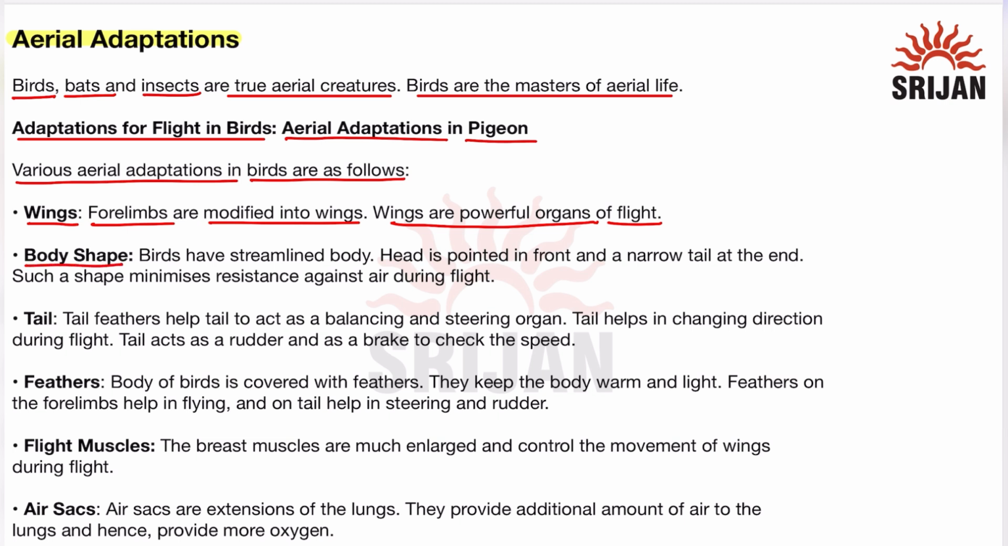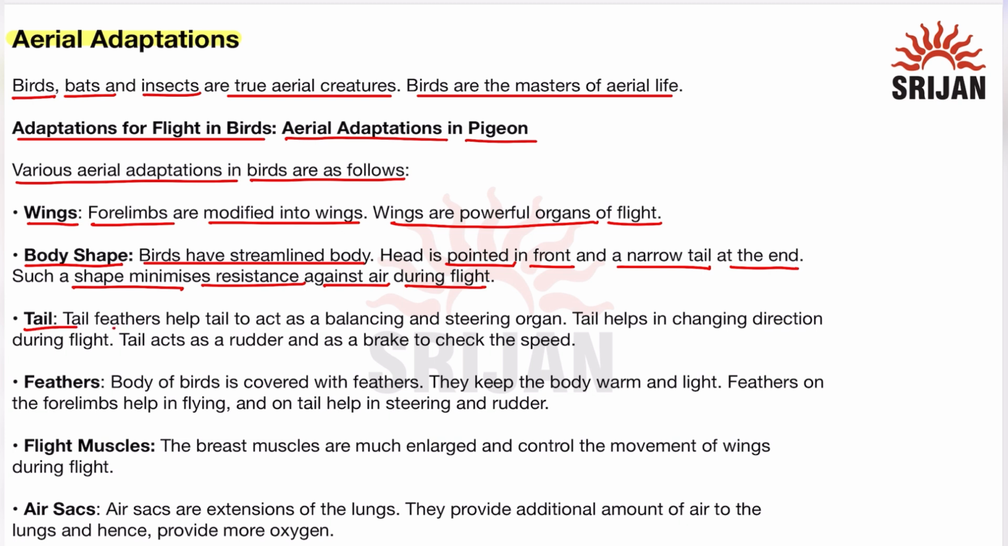Second is body shape. So, birds also have a streamlined body. Head is pointed in front and narrow tail at the end. So it has a streamlined body, which means that the ends are tapering, and such a shape minimizes resistance against the air during the flight so that the bird can fly easily.